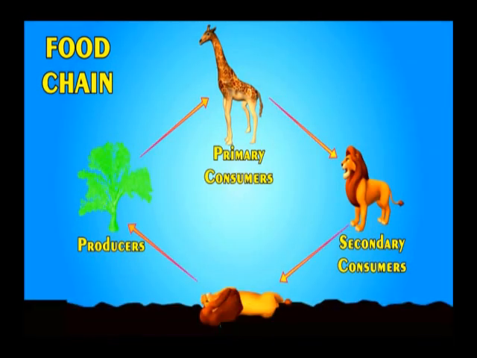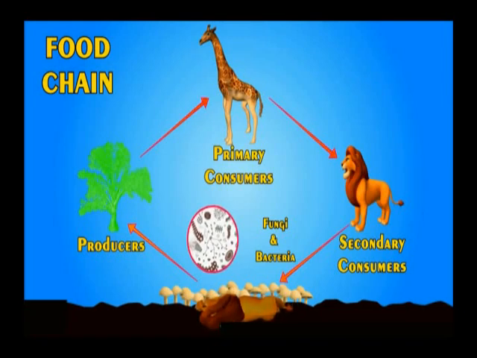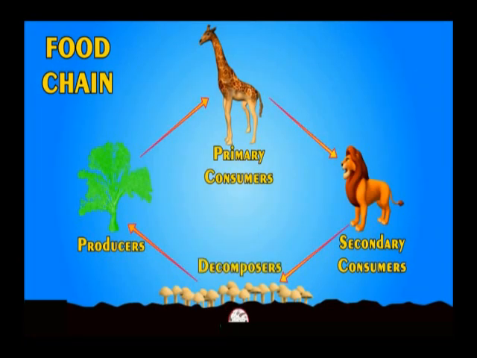Now there is one more part of this food chain. These are fungi and bacteria in the soil. When animals die, these fungi and bacteria in the soil decompose their bodies, becoming nutrients. These nutrients are again used by plants to make food. So you see here, when the lion dies, its body is decomposed by the microorganisms and it turns into nutrients. And again, these nutrients are used by plants. These fungi and bacteria are called decomposers and are an important part of the food chain.